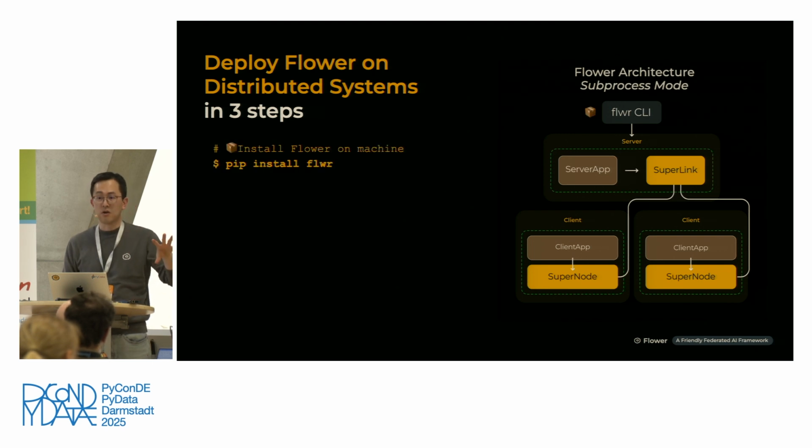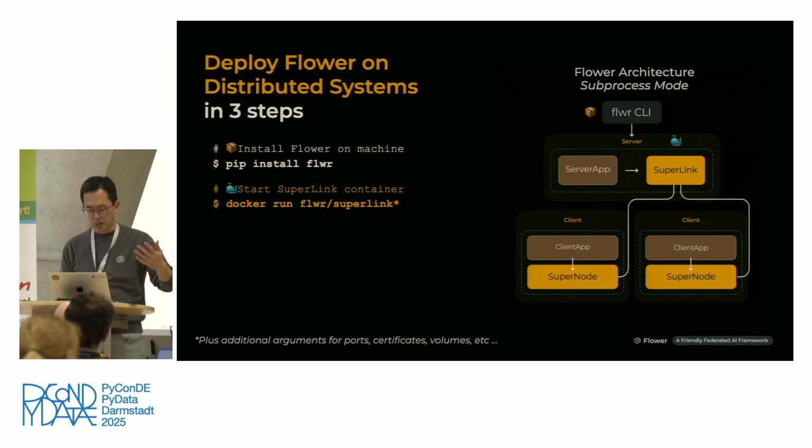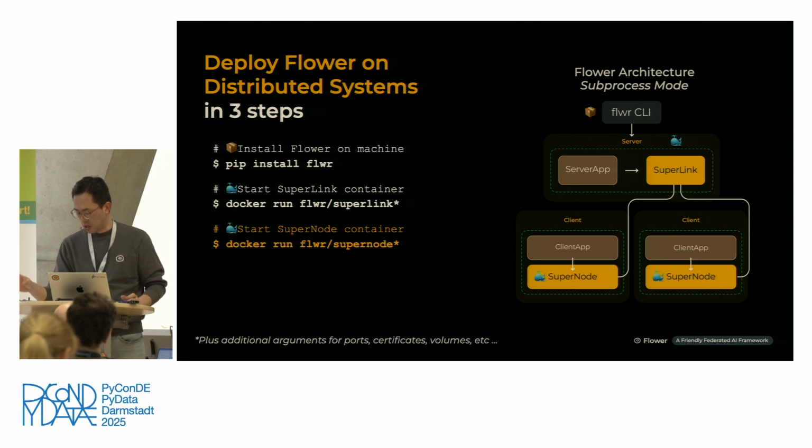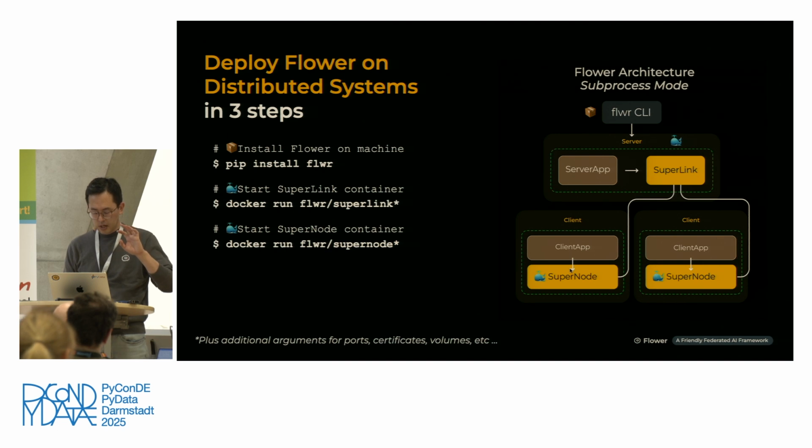You have the pip install flower, which you would have already done either on your local machine or in a codespace. You would run the superlink in a Docker container. In this case, I've already started one, or I'll start one soon, I need to check. And there are some additional arguments just to configure your ports and the volumes for your certificates, etc. And then finally, you start the supernode containers at the data source itself, so on the clients. All right, so these 3 steps.